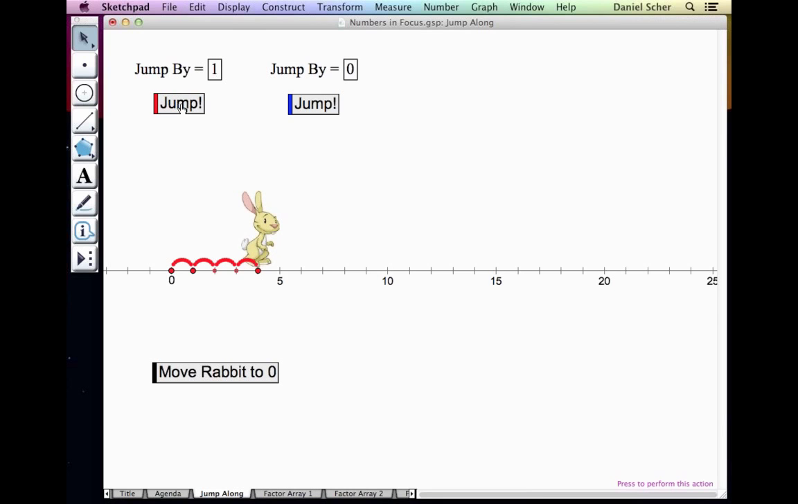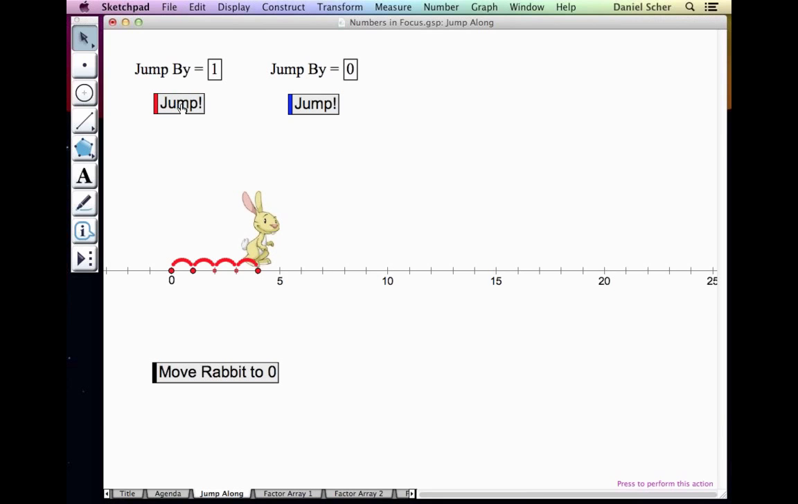So now I'm going to move the rabbit back to 0. And our next question is, okay, well, what about these numbers over here to the left of 0? How can we get to those? Well, we can change this jump by to a -1 just by typing inside that edit box. So let me do that.